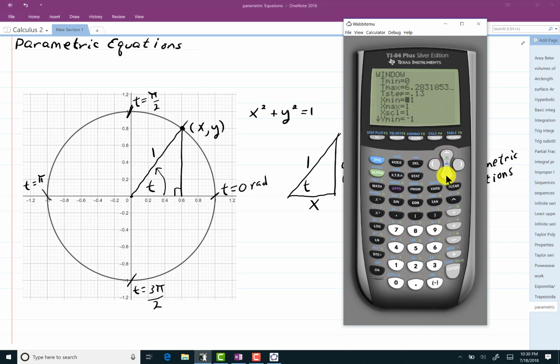So after you've made these changes, you don't have to change anything else. Click Graph. And you'll see what appears on the screen looks like an oval. The reason why is because your screen is wider than it is tall. If you want it to look more circular, click Zoom and then hit number 5 for ZSquare. And now it adjusts the dimensions so that the circle looks like a circle.